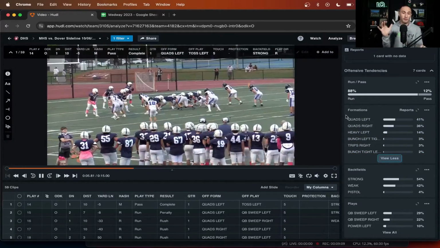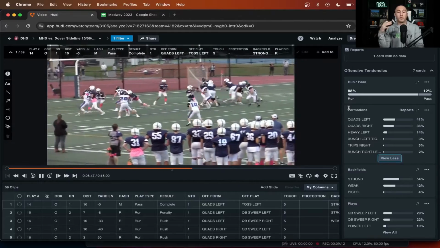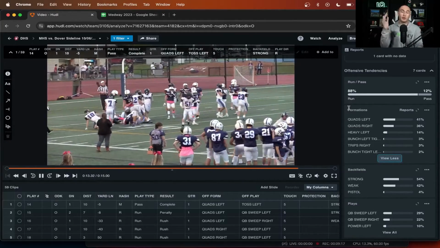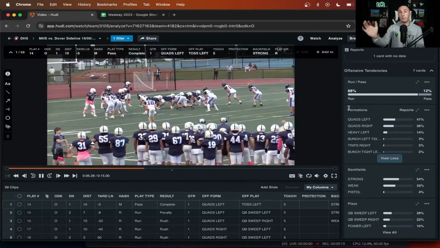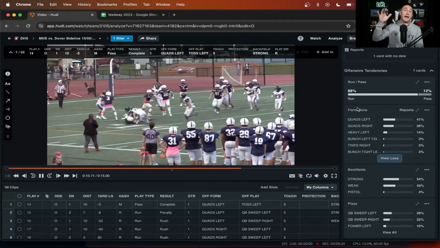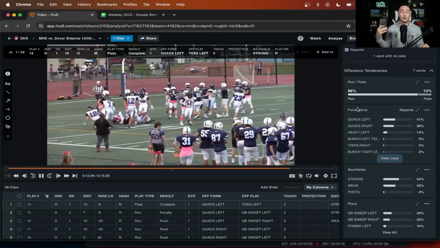What are the top 5 formations that the team's getting into? And then what are the plays they're running out of those top 5 formations? You can really hone in on what those 5 plays are, run and pass, out of these 5 formations, and hammer that early on in the week, and then start to add on the exotic stuff when you feel like your kids are really getting it.